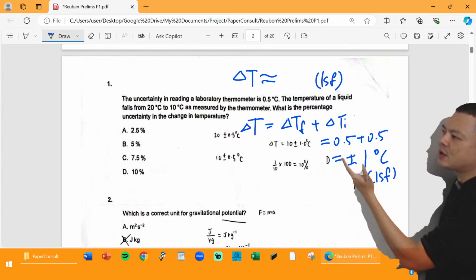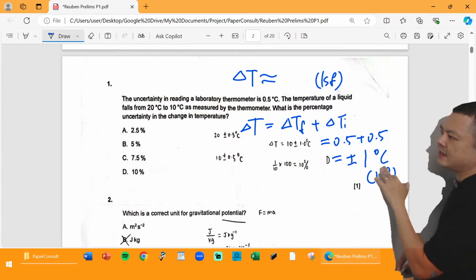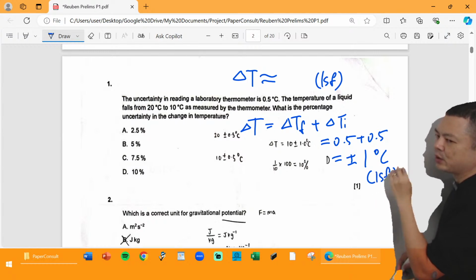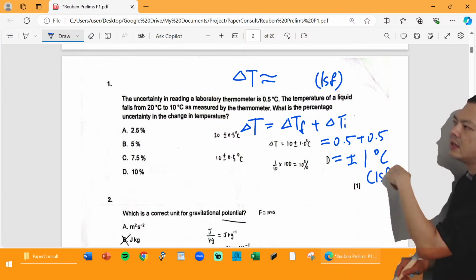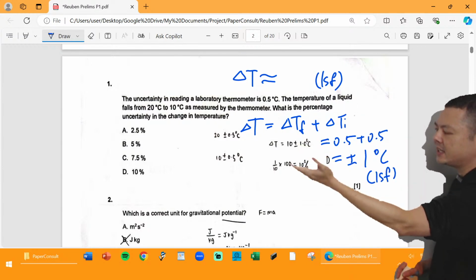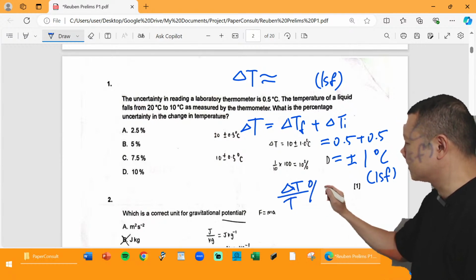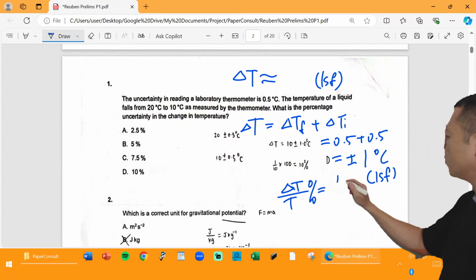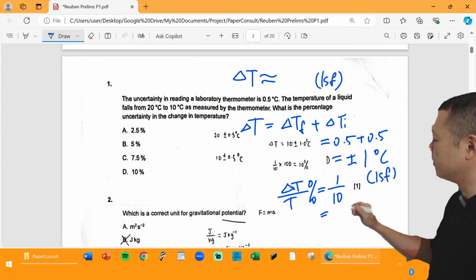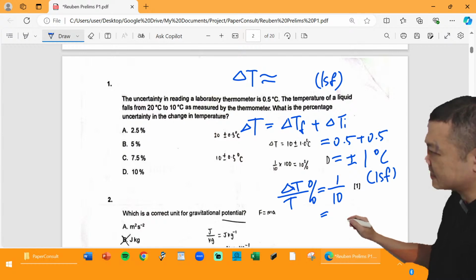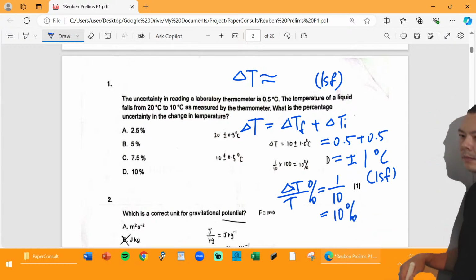Of course, for an MCQ, you got it right, that's fine. But my concern is, if it's a Paper 3 Section A question and they ask you to present the working, you have to present it like that. So it's 1 degree Celsius. If they ask for the percentage change, percentage change will be delta T over T times 100%. So it'll be 1 degree Celsius divided by 10, and therefore it'll be 10%. There you go.